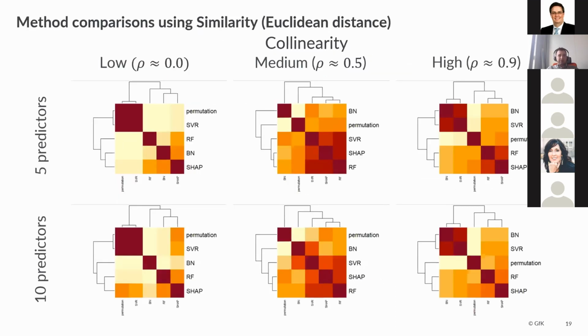Let's look at this visualization for all scenarios based on the number of predictors and collinearity level. For low collinearity, we can distinguish permutation and Shapley value regression as the methods with similar results. Permutation importance and Shapley value regression return almost the same scores.